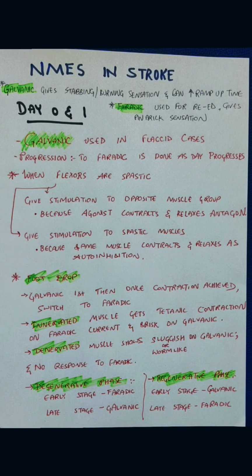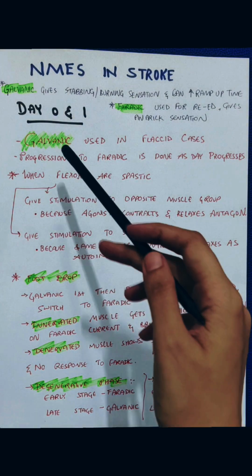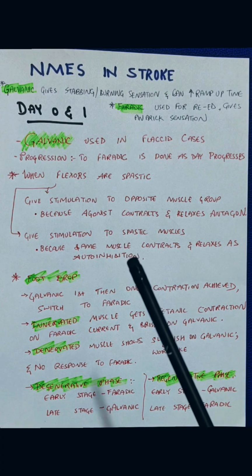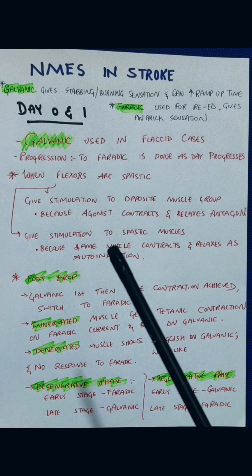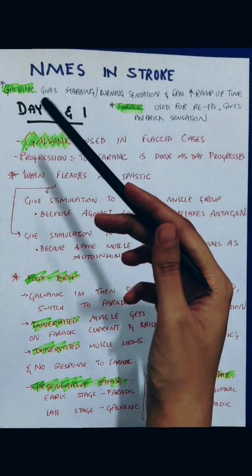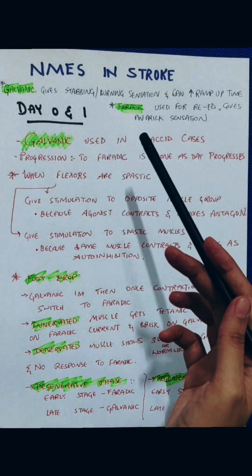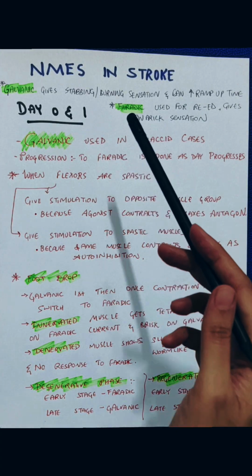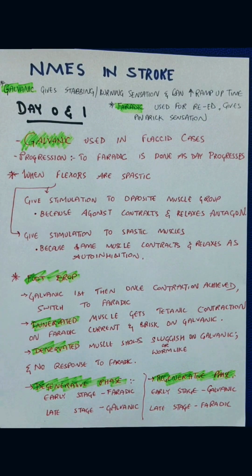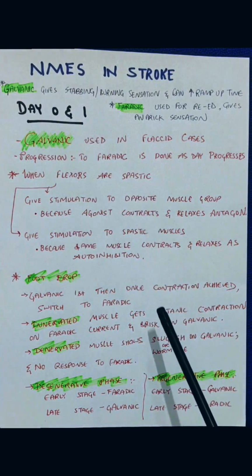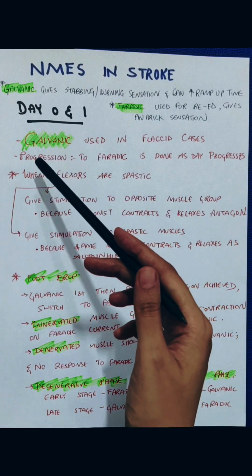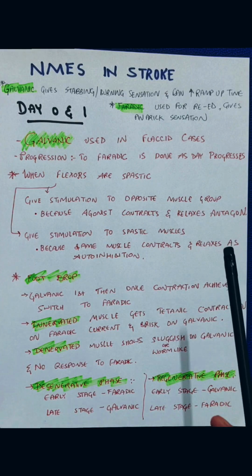NMES is suggested to be used in stroke because of its various benefits. We have galvanic current and Faradic current. The galvanic gives a stabbing or burning sensation to the patient. It is seen that if we increase the ramp up time, it helps in recovery. The Faradic current can be used for re-education purposes, and gives around pin pricking sensations. So we start from day 0 and 1, wherein we use galvanic current first in the flaccid cases. Then we can progress to Faradic as the days progress.